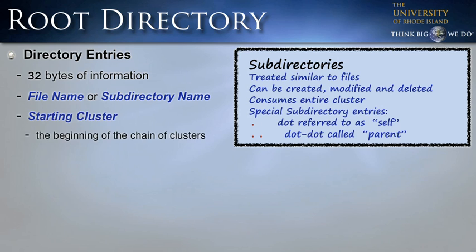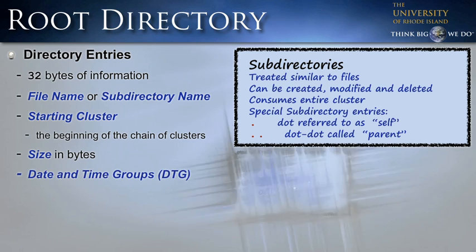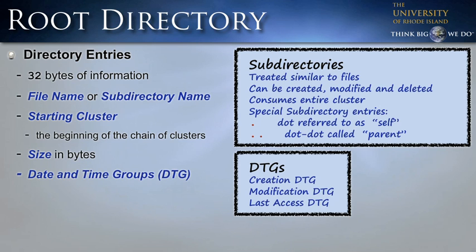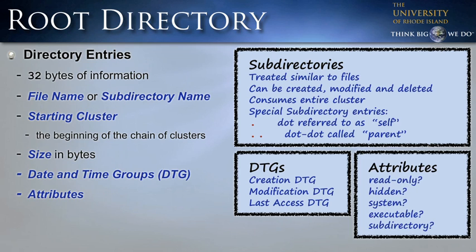As mentioned earlier, the root directory has the starting cluster number of the file or subdirectory, and it has the size of the file in bytes. Important date-time groups for the file, such as creation time, modification time, and last access time, are stored in the root directory, along with important attributes such as: Is the file read-only? Is it hidden or invisible? Is it a system file? Is it an executable file or a program? Is this entry a subdirectory?